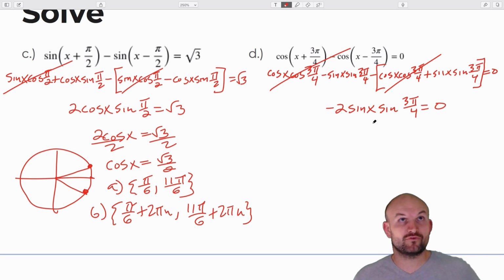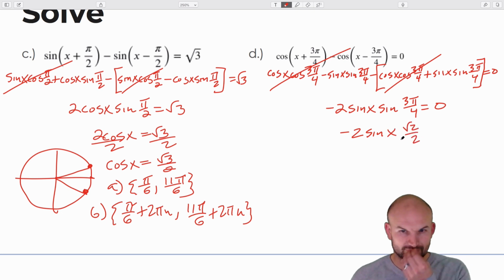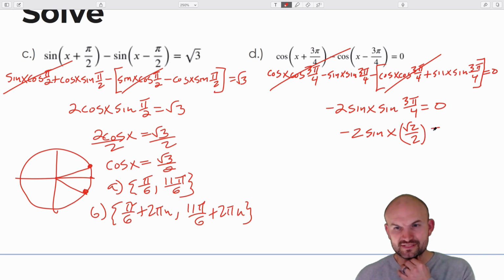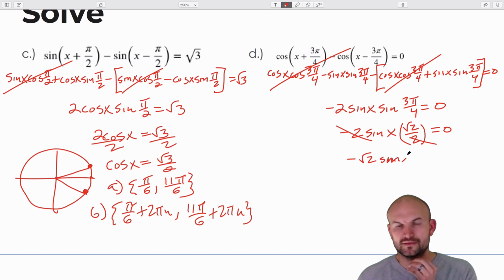So now I just need to understand what is sine of 3 pi over 4. Sine of 3 pi over 4, again, that's in the second quadrant. That's going to be the square root of 2 over 2. So I'll have a negative 2 times the sine of x times the square root of 2 over 2. Now, again, you could simplify this, right? So those are going to divide out, and then you're left with a negative square root of 2 times the sine of x equals 0. But again, what you end up with is just a sine of x equals 0, right?